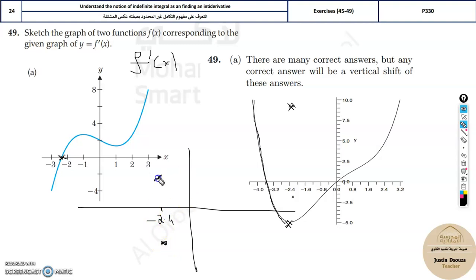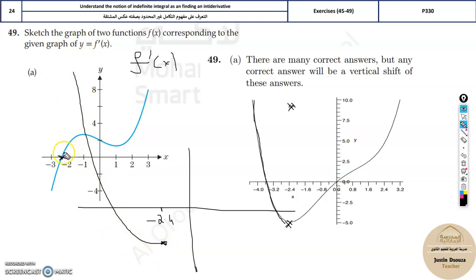Don't do it up over here. If you do it up, then everything will be shifted upwards. You can do it, because anywhere it's correct, it will be a vertical shift, but your graph will not be the same as the other graphs. Okay. Now all you need to do is make it decreasing. So this is decreasing, okay?